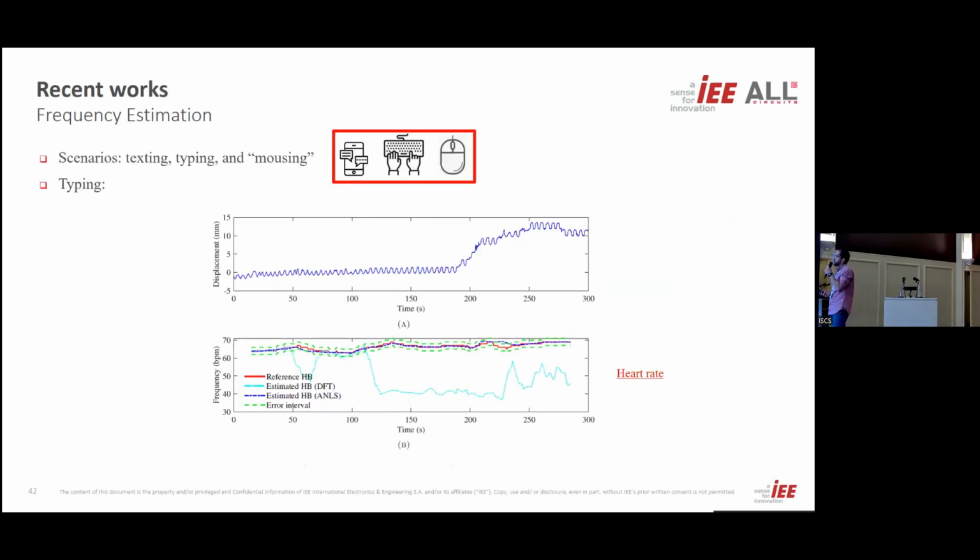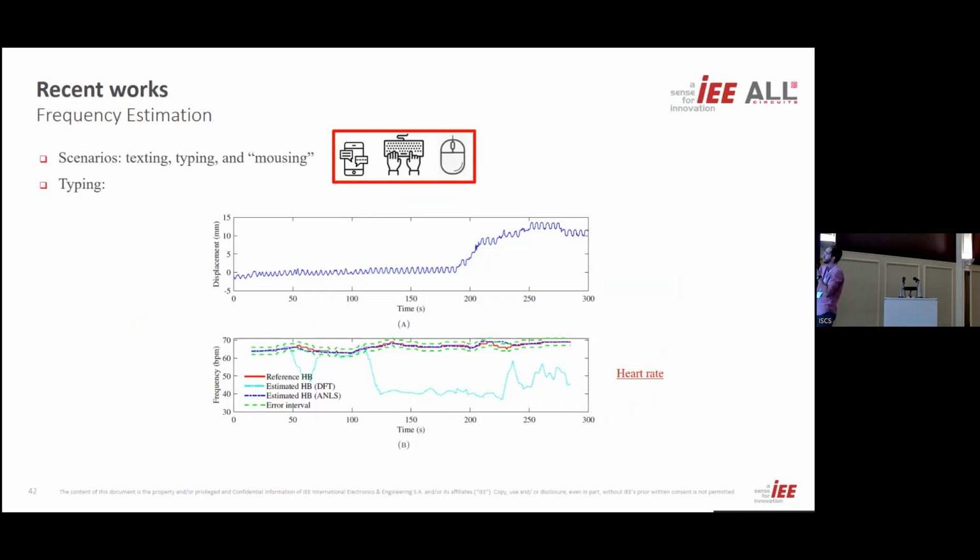And regarding scenarios, here we were emulating 3 types of scenarios, actually 4 types, common to the office environment. So we were emulating as we were texting using a phone, as we were typing using an external keyboard, and as we were mousing, controlling a mouse device, just to see how these small continuous movements, which are closer to the chest, can affect our estimation.